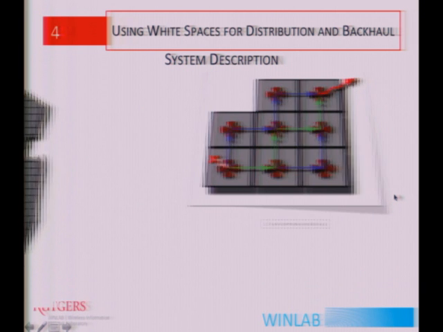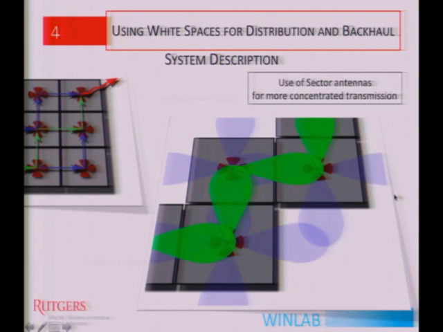And if you zoom in a bit, we can see that we propose to use 4 sector antennas instead of 1 omnidirectional antenna. This way we have more concentrated transmission and basically longer paths with higher SNR. And this is how it could look.